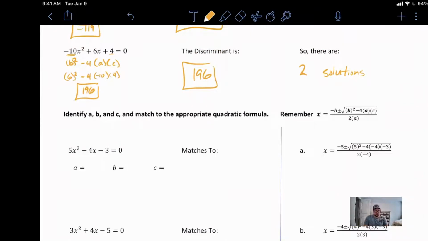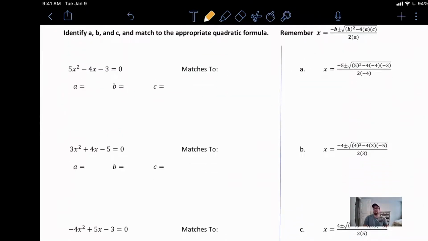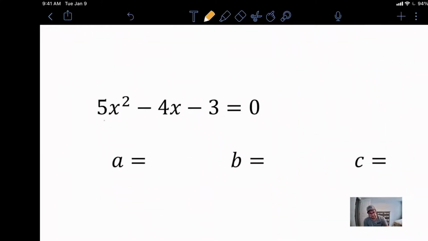All right, looking at the second part of the test. So the second part of the test is going to be all about the quadratic formula. That was that big formula we learned about yesterday and started working with. So remember, first thing, the number in front is your A value. The next number is your B value. And the last number is your C value.